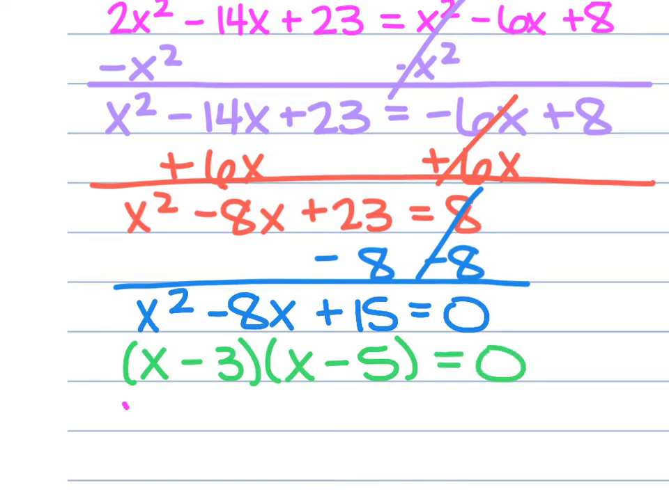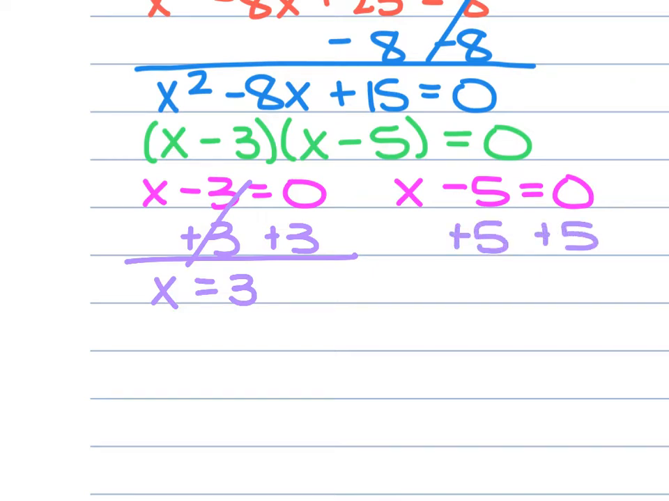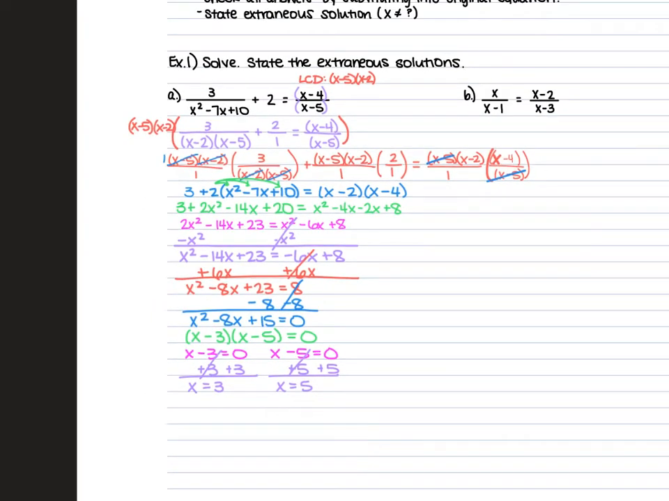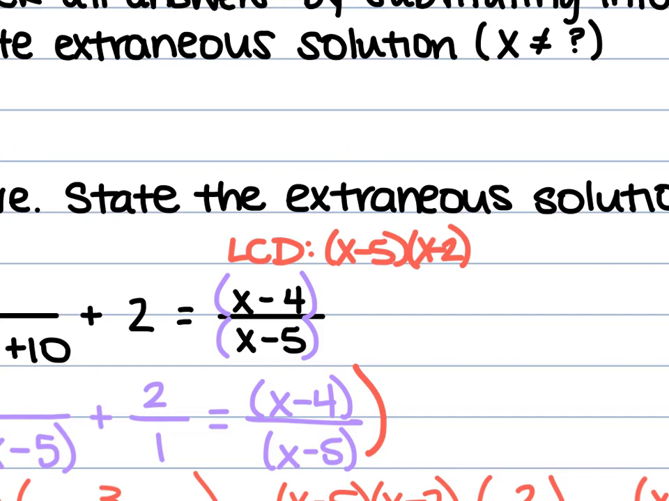So we're now going to set each of these equal to 0 and solve for x. So we're going to add the 3. We have x is equal to 3. And add the 5. We have that x is equal to 5. Now, you need to think about your extraneous solutions. So what cannot be x? When you found your least common denominator, you had the x minus 5 times x minus 2. So from here, you can give me what x cannot equal.